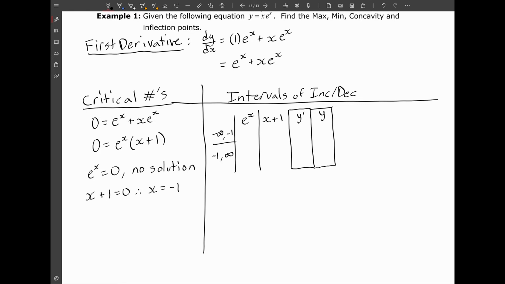Sorry, I'm just going to fix these lines because it's bothering me. And now that's bothering me. Don't worry, we're going to get there in the end.